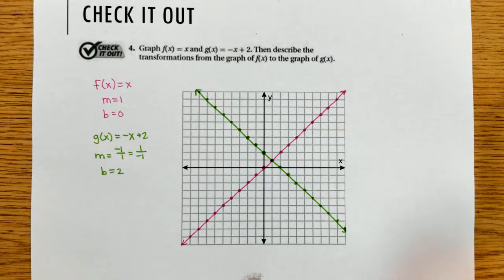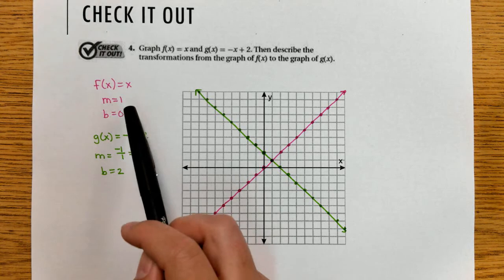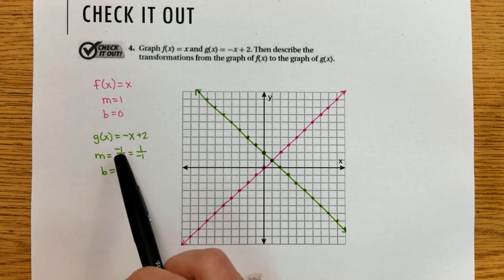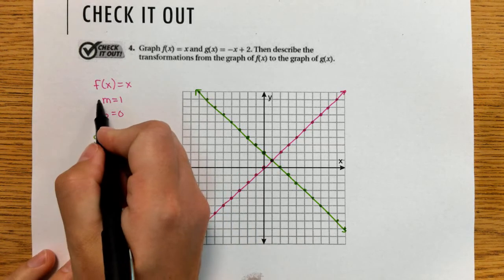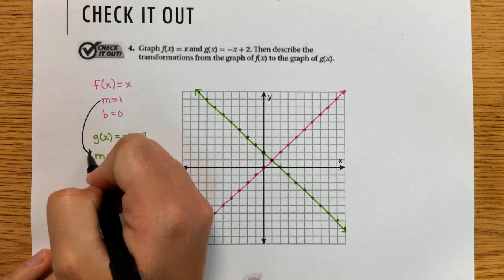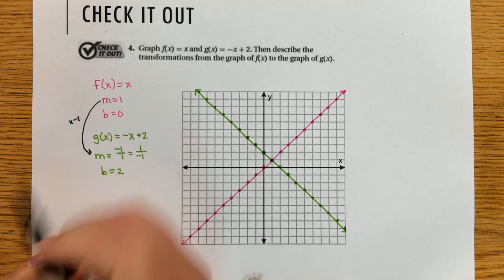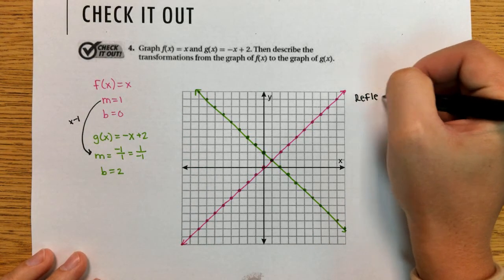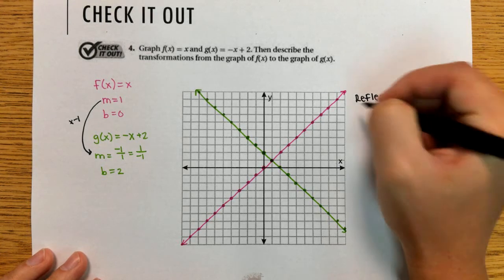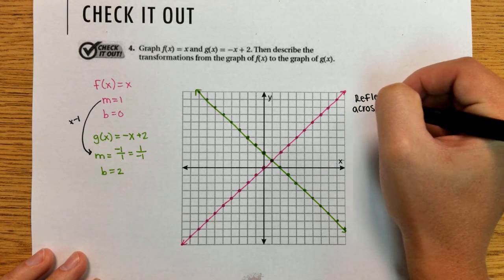All right, so that's what our graph looks like there. A couple things to notice. First, our slope is changing. It's going from 1 to negative 1. So what we're doing with our slope is we're taking this slope and multiplying it by negative 1. So we are reflecting, or we have a reflection across the y-axis.